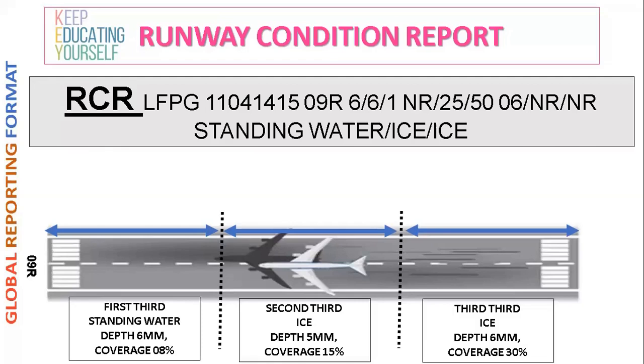Slash, second third is ice, third third is ice. So we will not report for them. We will write not reported slash not reported. Then what kind of contaminants are there? So we will mention there standing water slash ice slash ice. So in this way, we have to prepare our runway condition report, aeroplane performance section. So we have done with the first part.